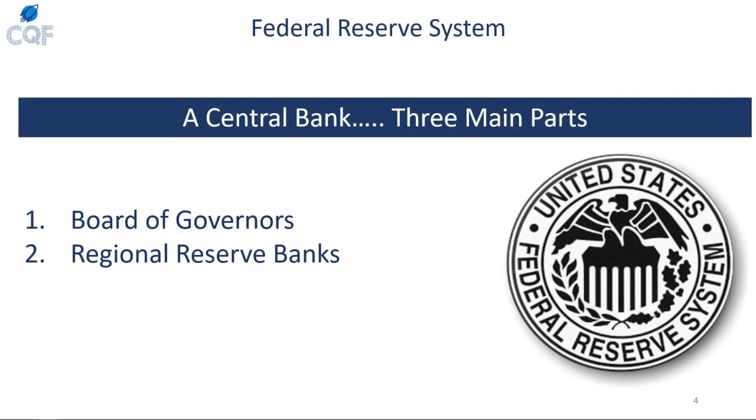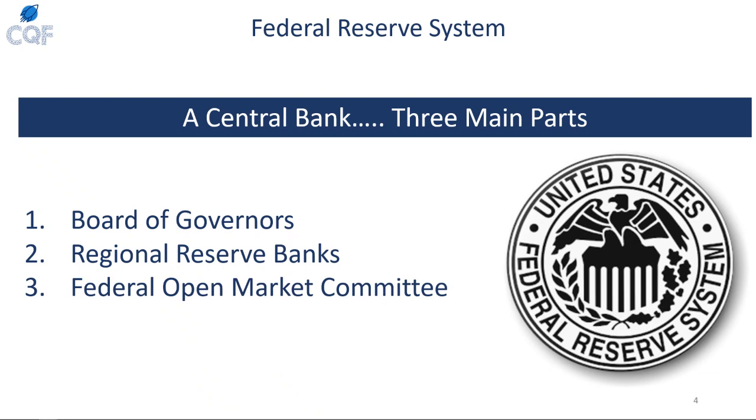So what is the Federal Reserve System? It is the central bank of the United States. It has three main parts: one, the Board of Governors; two, regional reserve banks; and three, the Federal Open Market Committee.